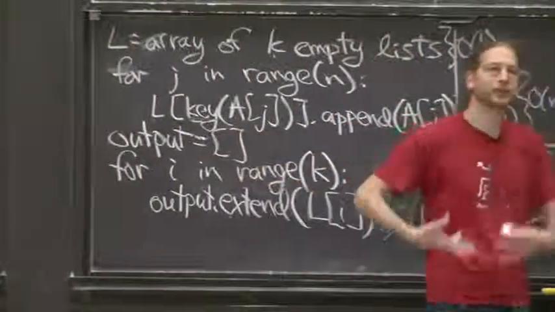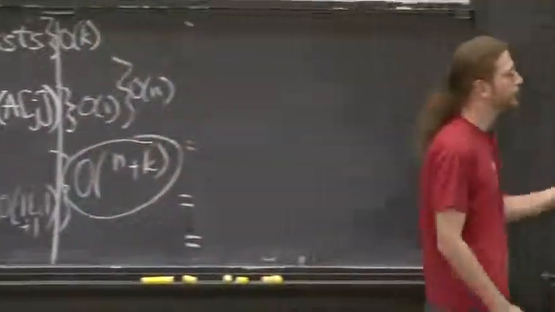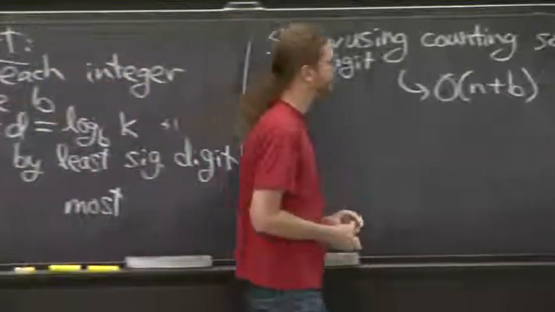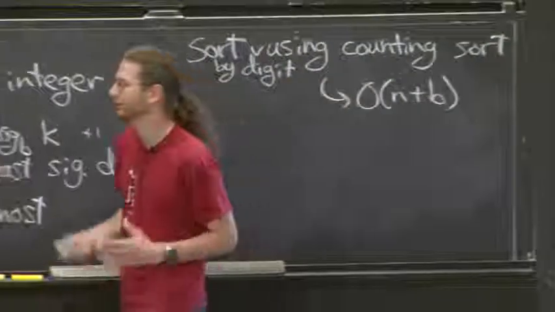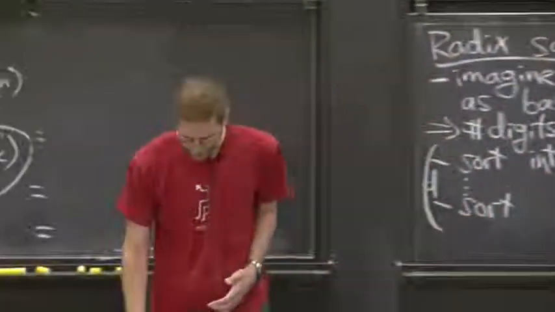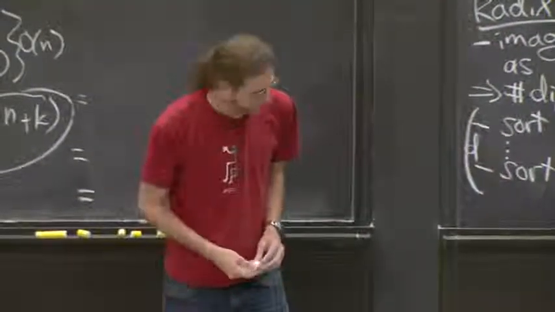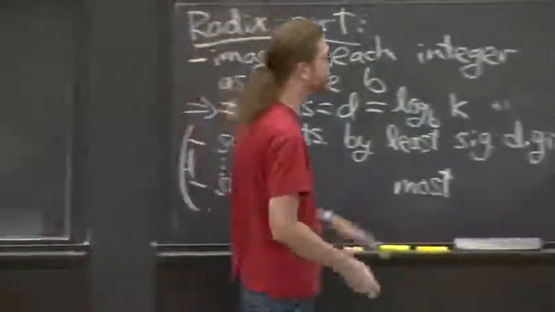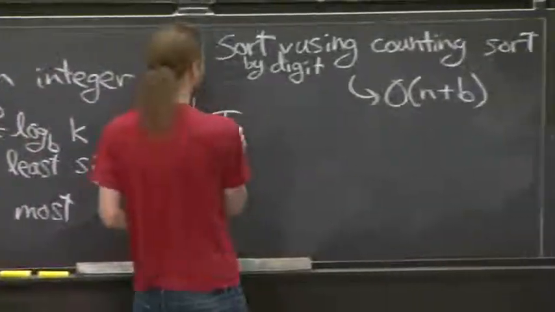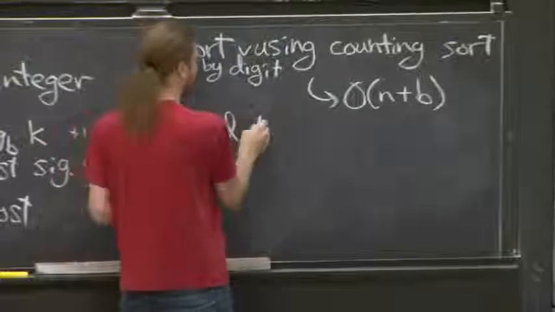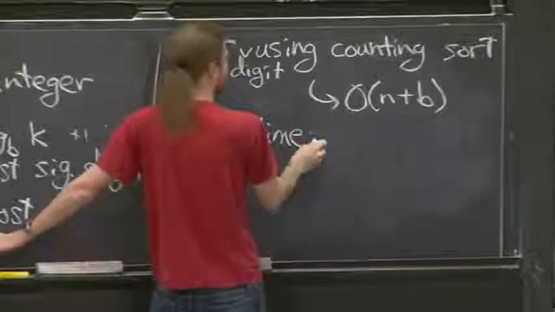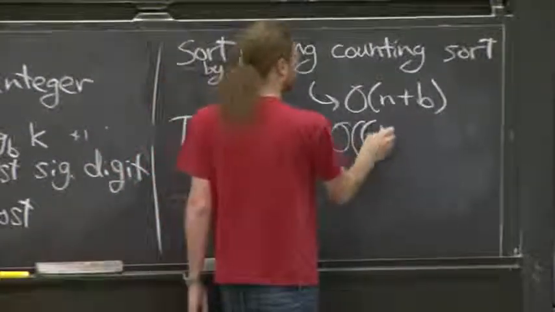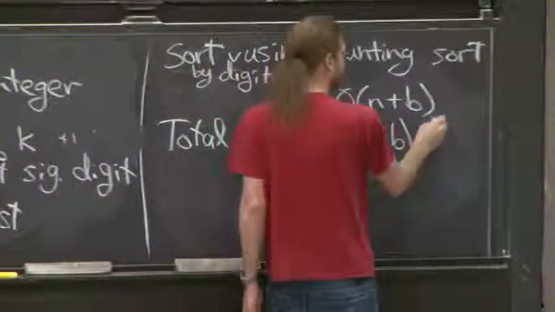We don't have to actually write them all down, just compute them as we need them. I guess we could compute them ahead of time, it's not a big deal. So that's each digit. So the total time is just that times d, because we have d steps. So it's n plus b times d.